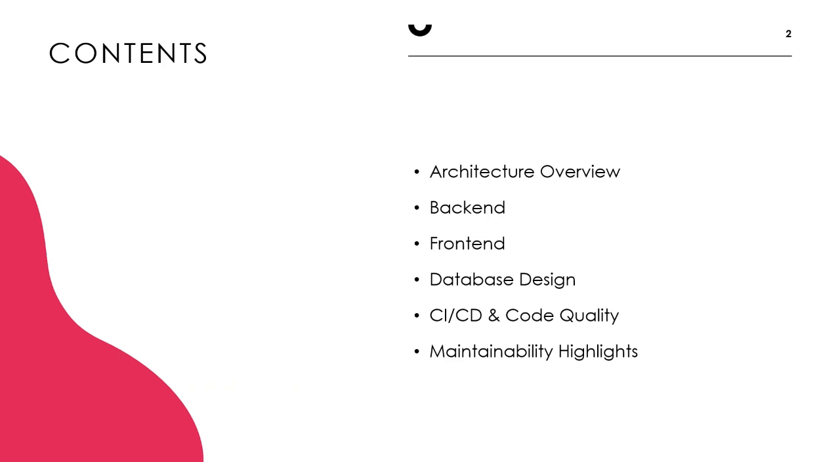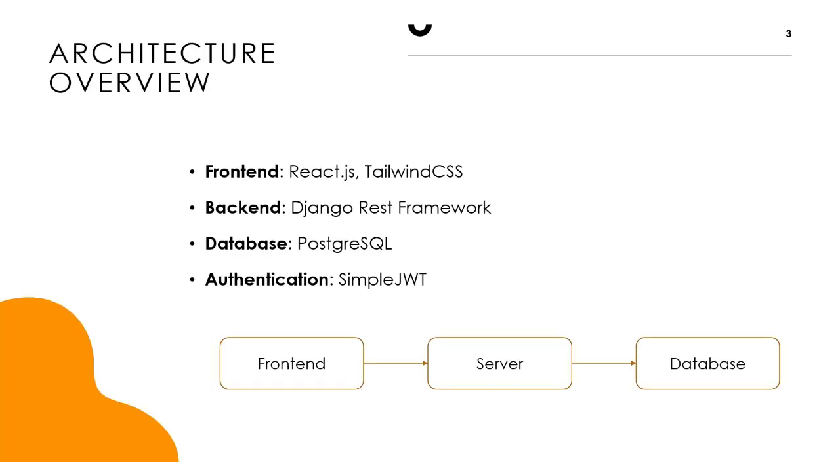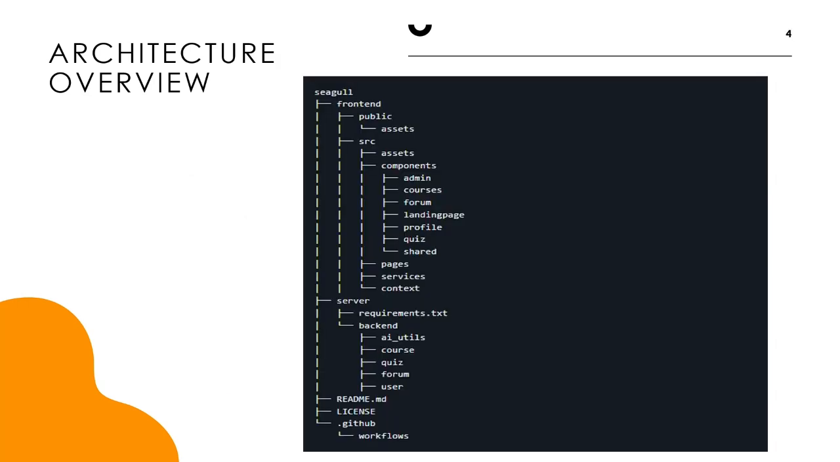In this video, I'll walk you through the structure, technologies, and maintainability features that make this project scalable and production ready. Okay, so architecture overview. KUETx follows a full stack architecture. The front end is built with React, backend with Django REST framework, and PostgreSQL is used as the database. As you can see from our folder structure, we have followed a clean separation between client and server, enabling easy maintenance and scalability.